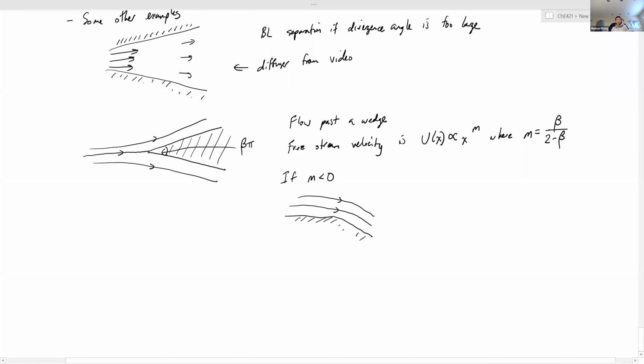Okay. And if m is less than 0, then what you might expect is, because the power is negative here, then velocity actually decreases over x as x increases, right? So then the flow decelerates. Okay.